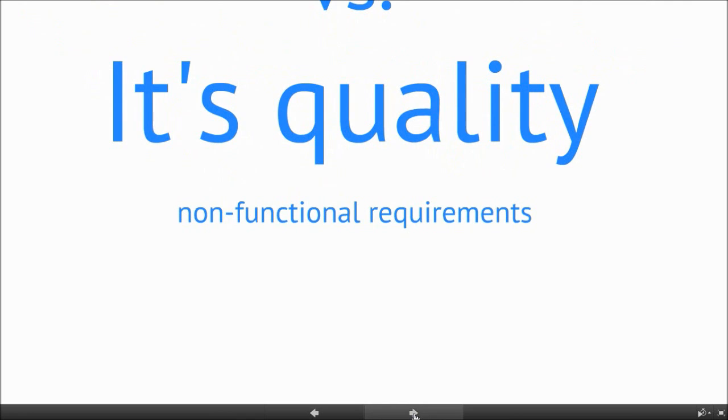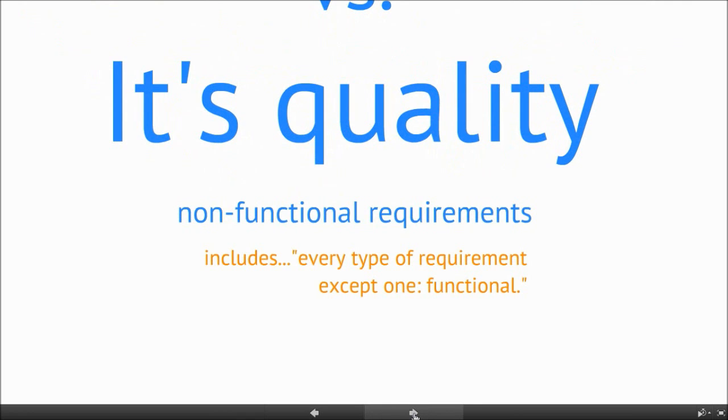Non-functional requirements include every type of requirement except one, and that is functional. So you can see right away that this opens up a huge bucket: if it's not functional, then it must go in this bucket. When we talk about functional requirements, these are the things that the business wants. These are the functions of the software. These are the things the software does.